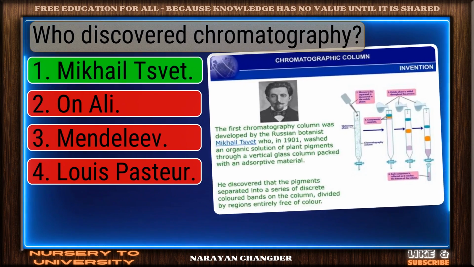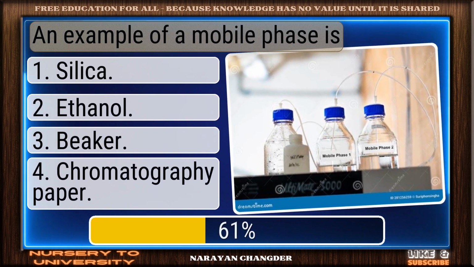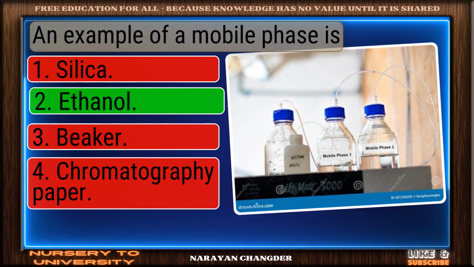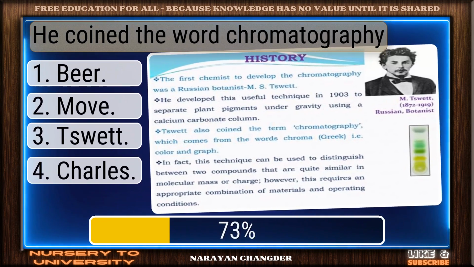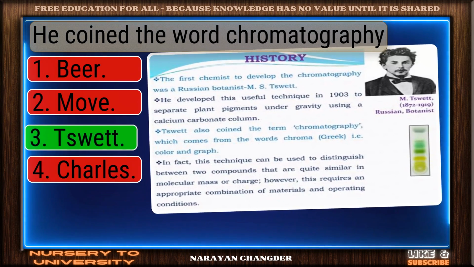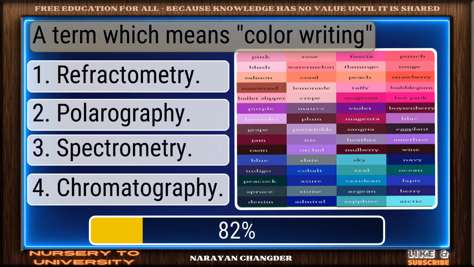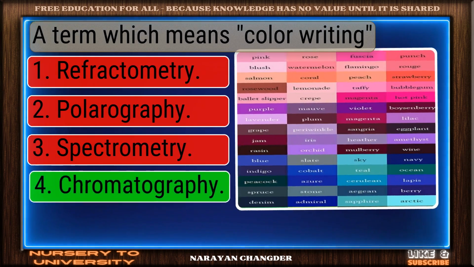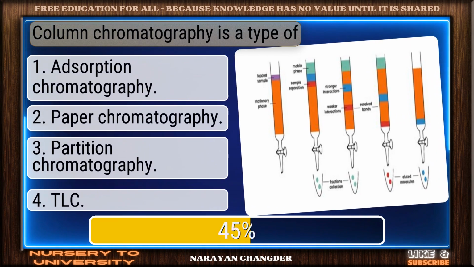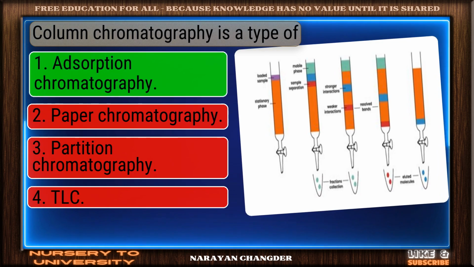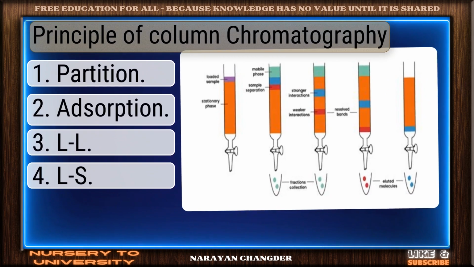Solid response, Mikhail Tsvet. An example of a mobile phase is... nicely done, all. He coined the word chromatography. Well-reasoned, Tsvet, a term which means color writing. Precise answer, chromatography. Column chromatography is a type of... Strong answer, adsorption chromatography. Principle of column chromatography.